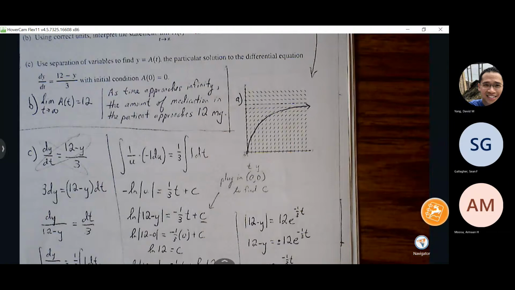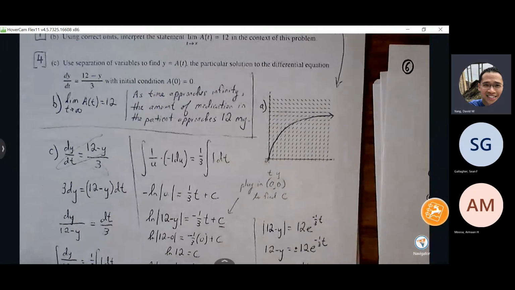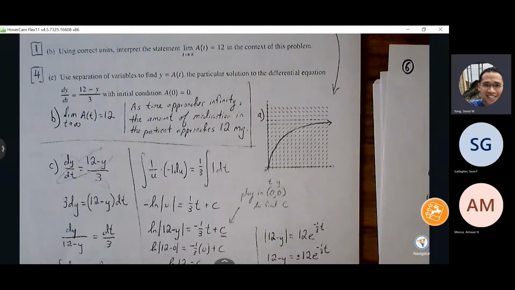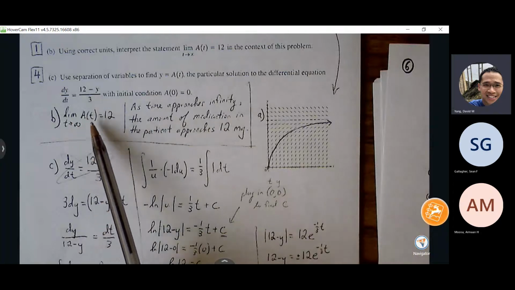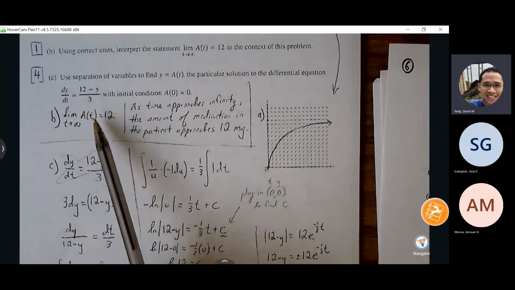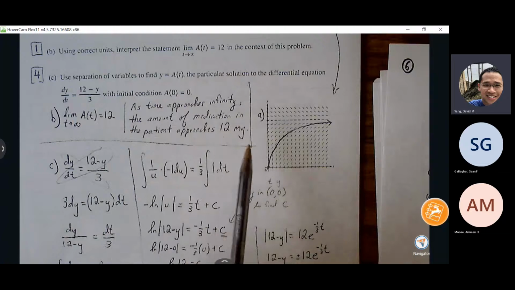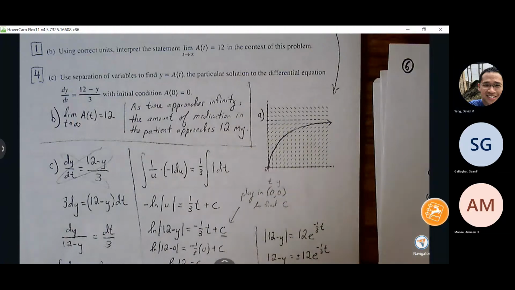Part B, using correct units, interpret the meaning of the limit as t approaches infinity of A of t. So that means as time approaches infinity, the amount of medication in the patient is going to keep approaching 12 milligrams.